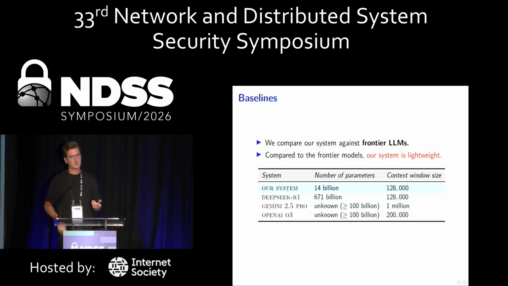So I did this experiment like 6 months ago, and at that time, these were the frontier models: DeepSeek R1, Gemini 2.5, and OpenAI o3. And of course, the main difference between our method and these baselines is that our method is very lightweight. So I run this on a very simple commodity GPU in our office, whereas to run the frontier models, you would need probably a whole data center. So it's a very huge difference in cost of these methods.